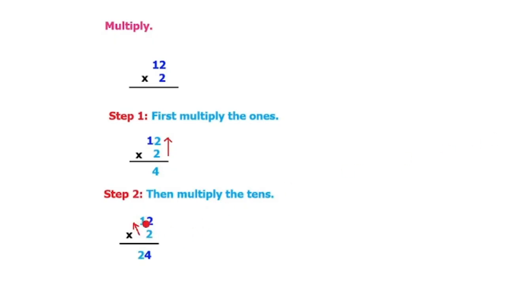Now we do 2 times 1. You could see the two numbers that are highlighted now are these two, and then the answer to that is 2. And you put that in the tens place because we're multiplying the tens. So we already did the ones, and that's already there. So finally, the product is 24.